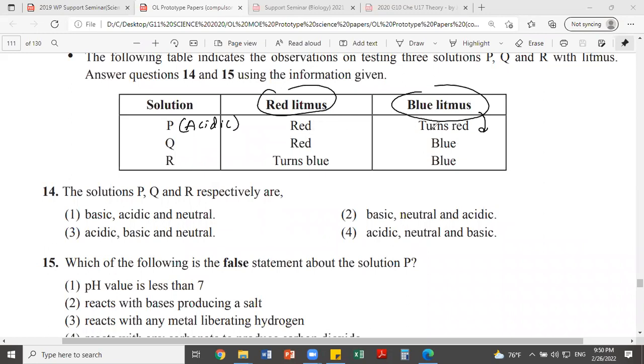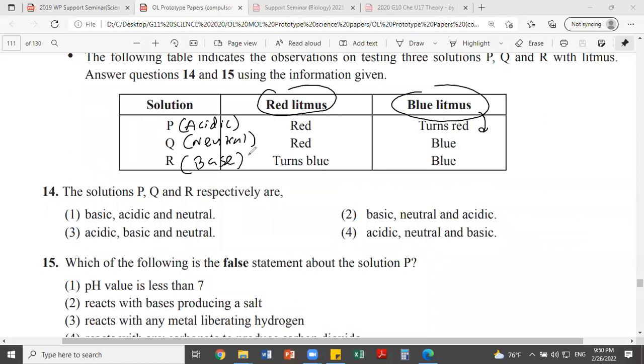Red litmus stays red and blue litmus remains blue. That should be neutral. Red litmus turns blue, no change, that is basic.